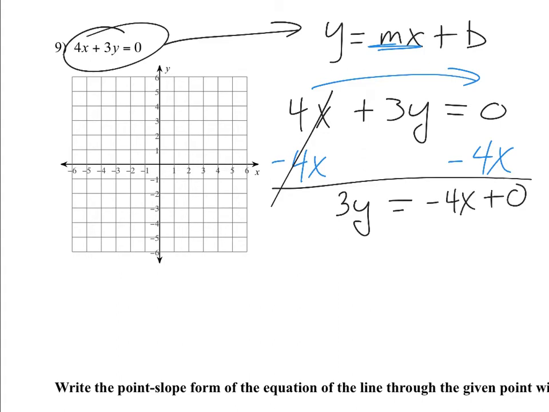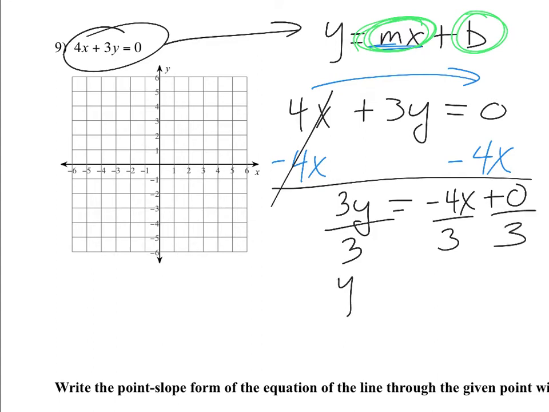Because remember, in slope-intercept form, the x comes first, and the constant, which is your y-intercept, comes second. So that's why I put the x first and then the 0 second. I still need to get the y isolated all the way to get it into slope-intercept form. So I'm going to cancel out that 3, and I'm going to do that by dividing by 3. Remember, you got to divide everything by 3.